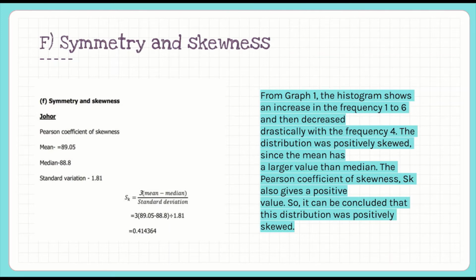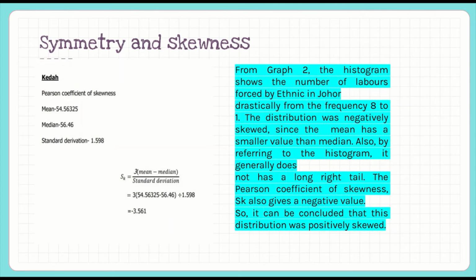So it can be concluded that this distribution was positively skewed. For Kedah, from graph 2, which is in question C, the histogram shows the number of labors drastically decreased from the frequency 8 to 1. The distribution was negatively skewed since the mean has a smaller value than the median. Also, by referring to the histogram, it generally does not have a long right tail. The percent coefficient of skewness also has a negative value, so it can be concluded that the distribution of Kedah is negatively skewed.